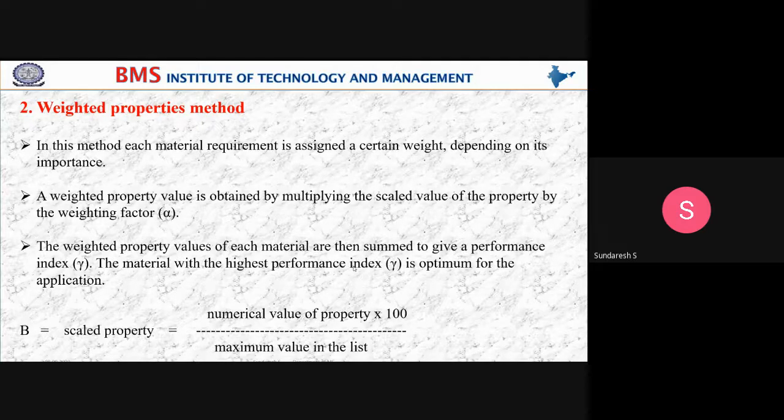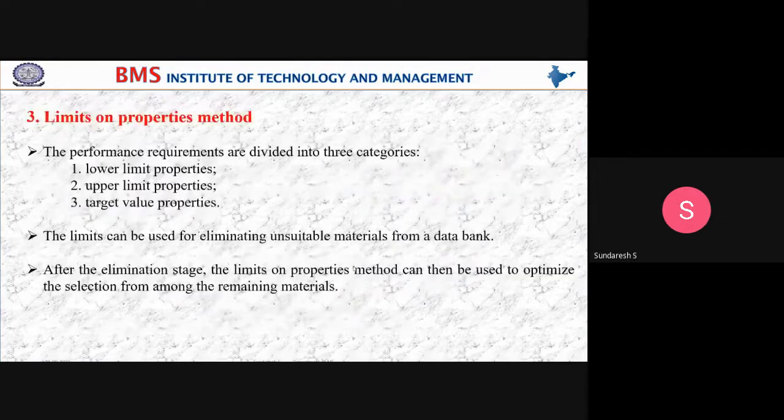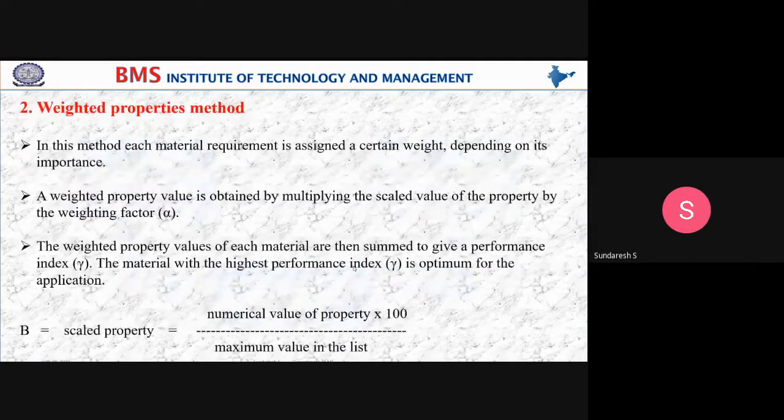So beta is called a scaled property, which is equal to the numerical value of the property into 100 divided by the maximum value in the list. So here the weighting factor is alpha and the scaled value of the property is what we call beta. How do you calculate the scaled value of the property? It is the ratio of the numerical value of the property divided by the maximum value in the list, into 100.